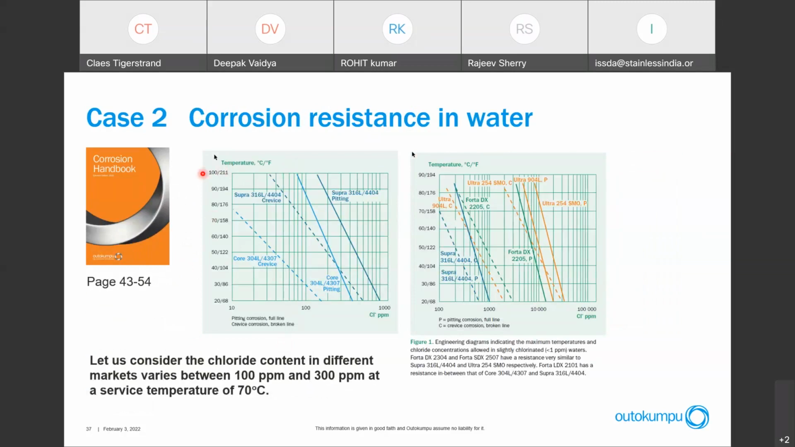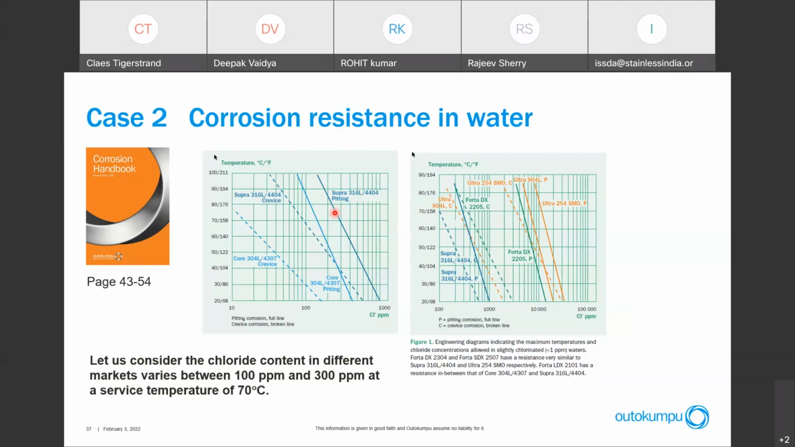This is where you have the temperature on the vertical axis. On the horizontal axis, you have the chloride content of a water solution. What is important to note here is that it's not only chlorides; it's also slightly chlorinated, 1 ppm of chlorination that you typically have in tap water. So same as the ISO corrosion diagram, it shows that if you are on the left-hand side of the line, you are safe. If you're on the right-hand side, you can expect pitting corrosion.